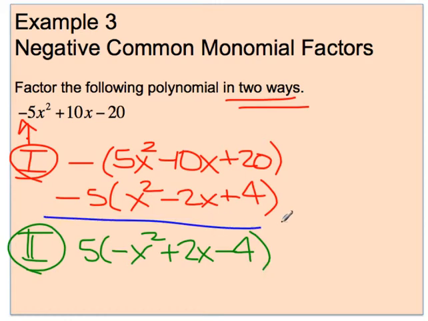My preference is to take the negative out. That gives us a leading coefficient of our polynomial that's positive. And that concludes this video lecture, the first part of 5.4.